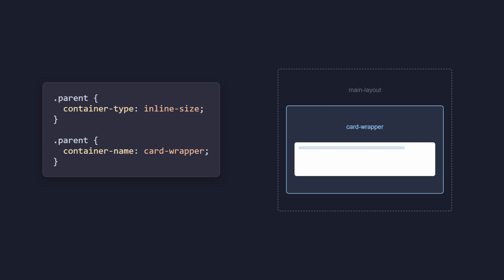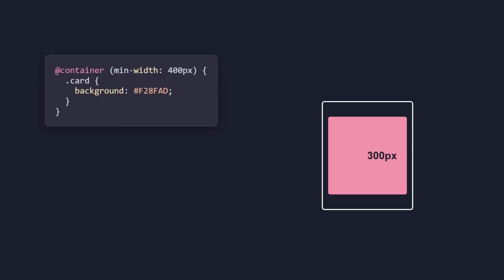Use container name when you are nesting multiple containers. Naming is also necessary when targeting a specific ancestor container. Defining the context is the essential first step for enabling component responsiveness. Always start with inline size for maximum flexibility.